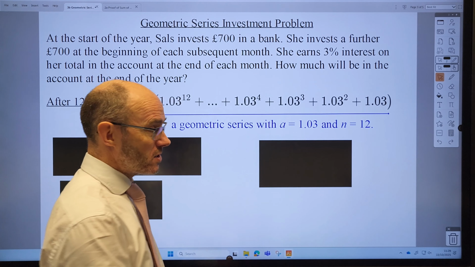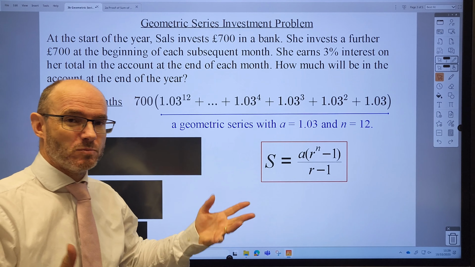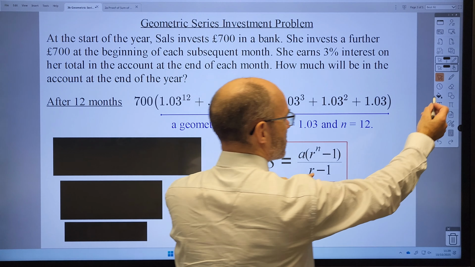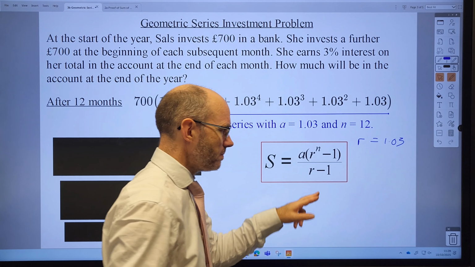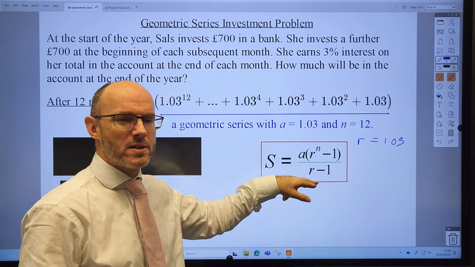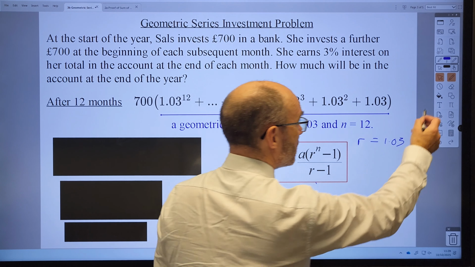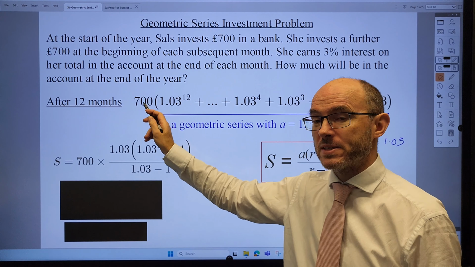All we need to do now is use our formula for summation of geometric series and work out what it is. I've chosen this one because R is, let me write it down again, R is 1.03, and when I use that I get a nice number in the denominator, not a negative, and I'm just going to use A equals 1.03, N equals 12, and you'll get this. Not forgetting, of course, about the times by 700.